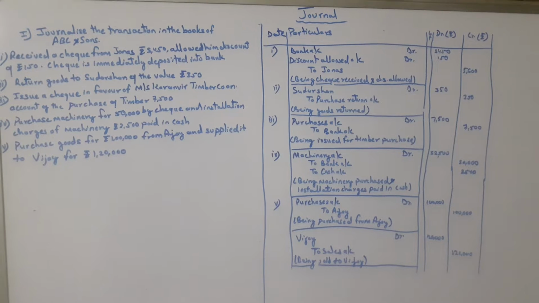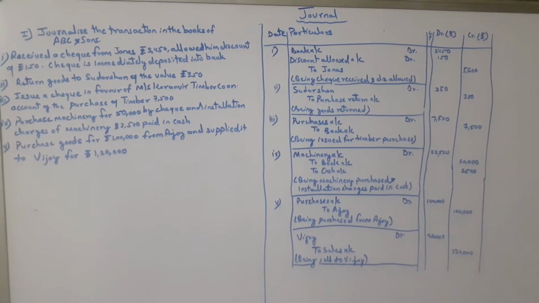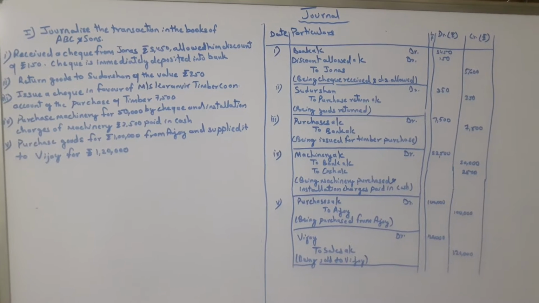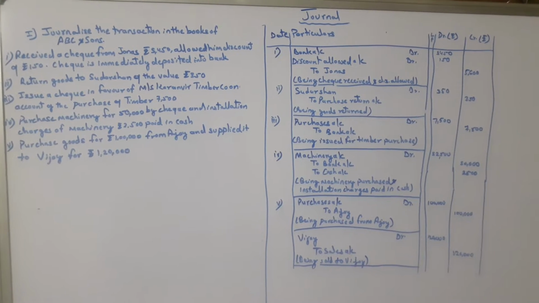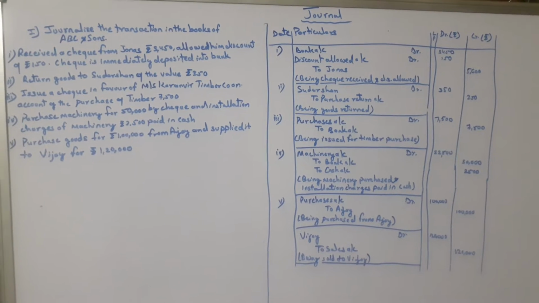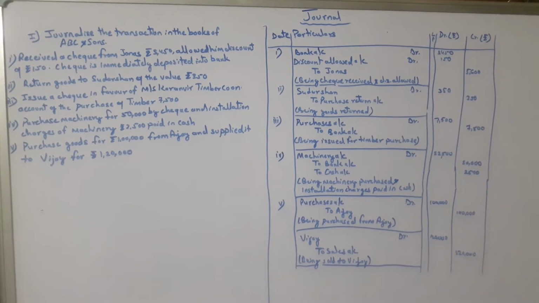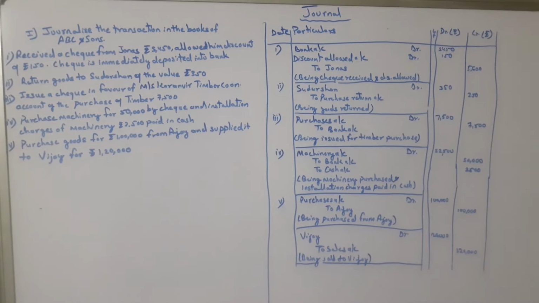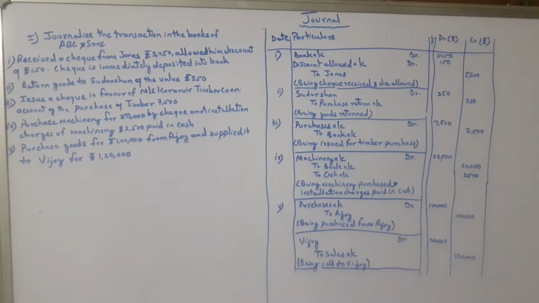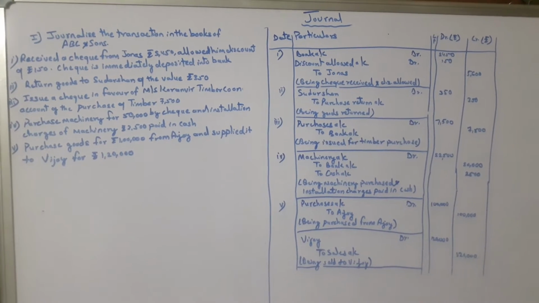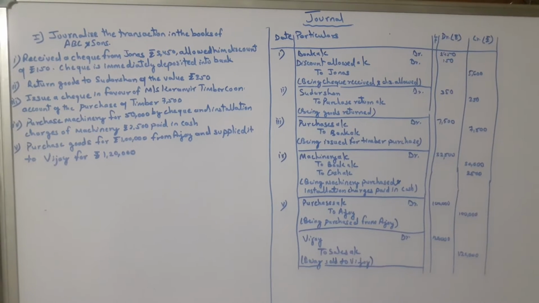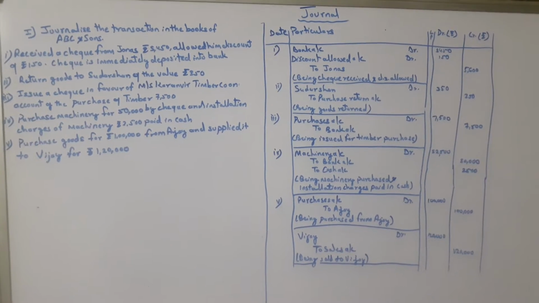Bank account debited, discount allowed account debited to Jonas. Discount allowed is debited, the reason: it is an expense. Total amount of check was 5,600 which was due from Jonas, but we have allowed him discount. ABC and Sons have allowed him discount of 150 rupees. Therefore, this discount is an expense. Discount being a nominal account, and the rule of nominal says all expenses and losses should be debited. Therefore, discount allowed is debited.